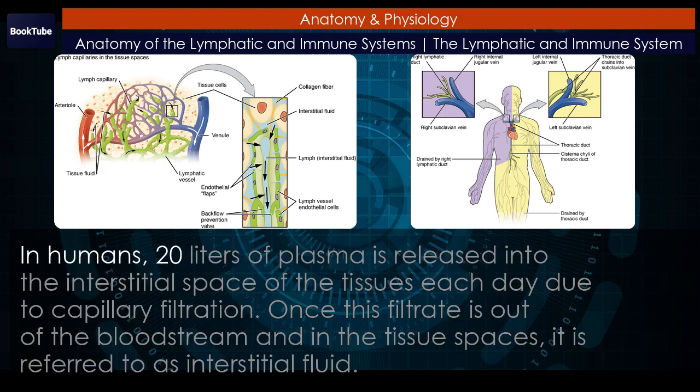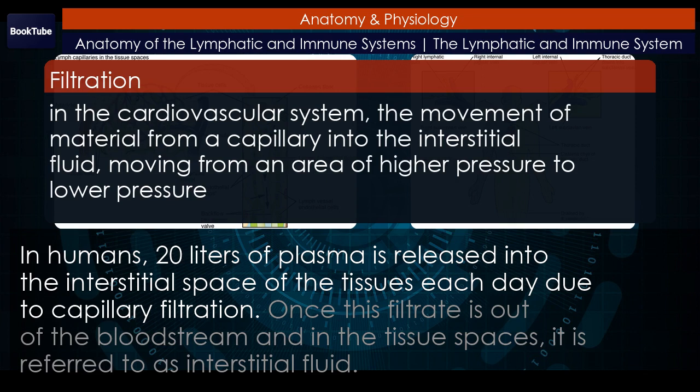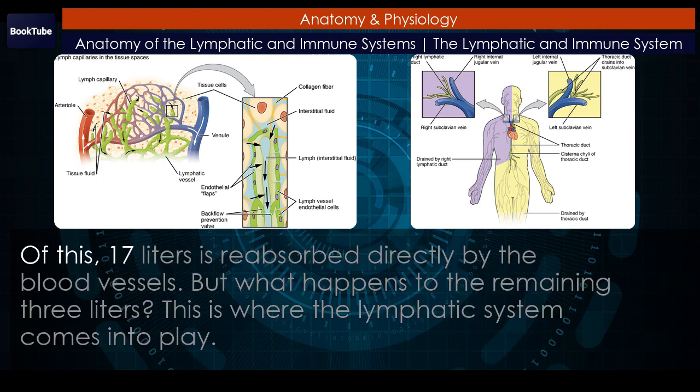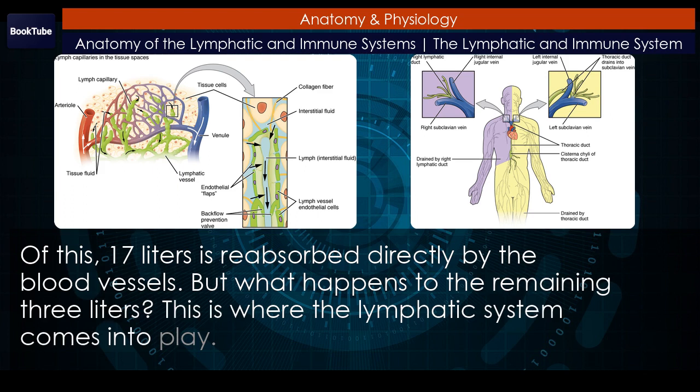In humans, 20 liters of plasma is released into the interstitial space of the tissues each day due to capillary filtration. Once this filtrate is out of the bloodstream and in the tissue spaces, it is referred to as interstitial fluid. Of this, 17 liters is reabsorbed directly by the blood vessels. But what happens to the remaining 3 liters? This is where the lymphatic system comes into play.